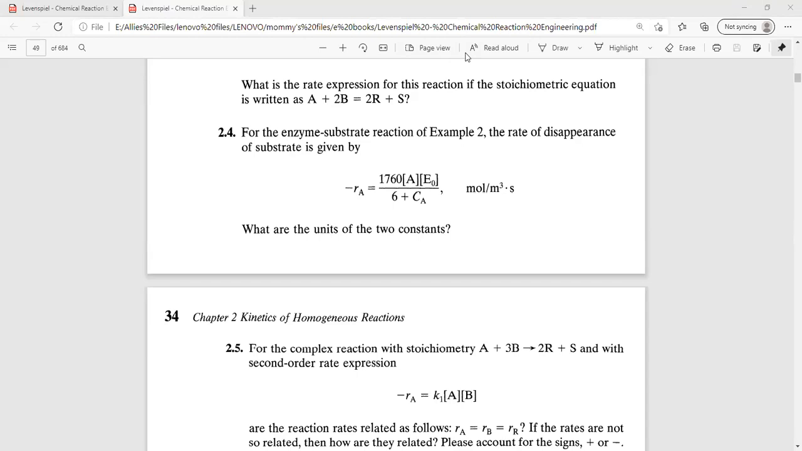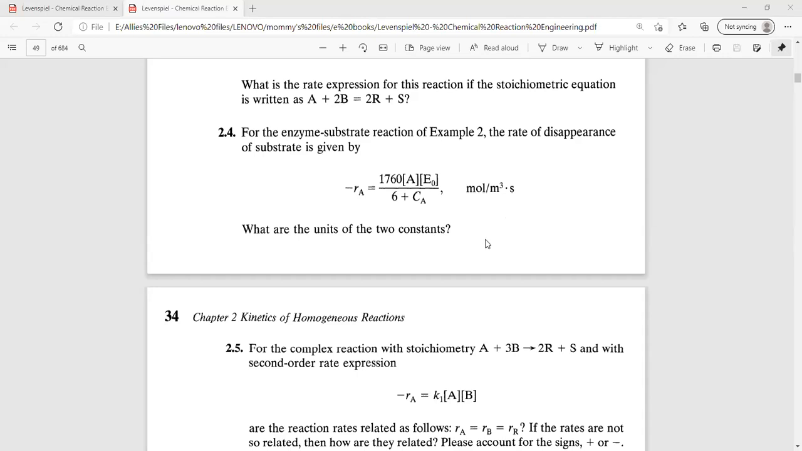Hmm? Okay, let's hear from Socrates. What are these constants, Socrates? The 1760 and the 6. The unit of the 6 is mole per cubic meter. Then the 1760 is per second, miss, its unit.